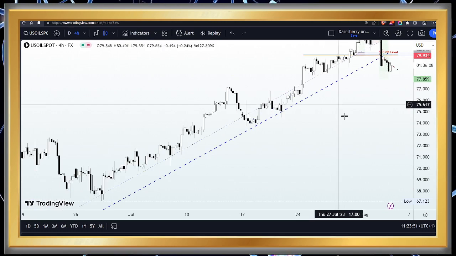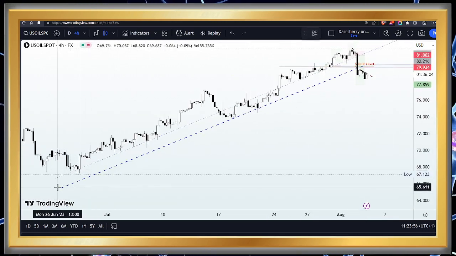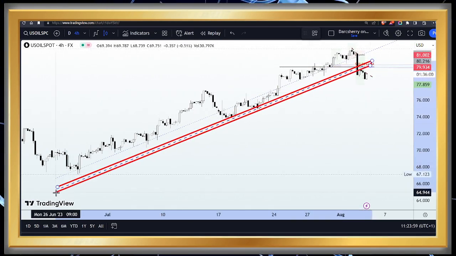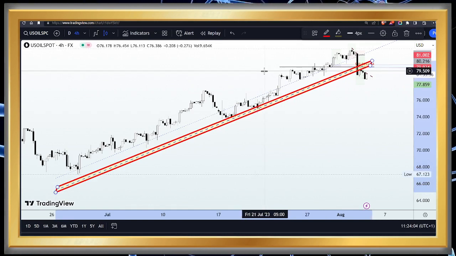So if I zoom out a little bit and look at the structure we have, you will see price action is currently trading below that ascending trend line we identified earlier. And with this kind of scenario here, it will make much sense to look out for selling opportunities as long as price remains below this trend line, and only look out for buying opportunities if we can find a significant structure that will support the idea of buying.